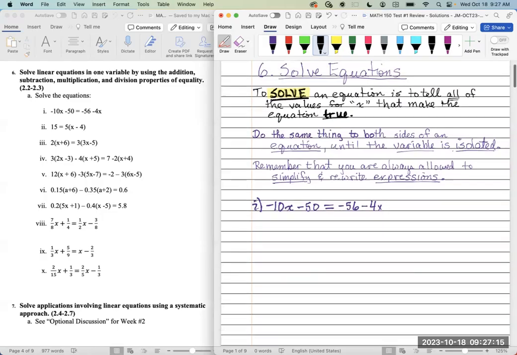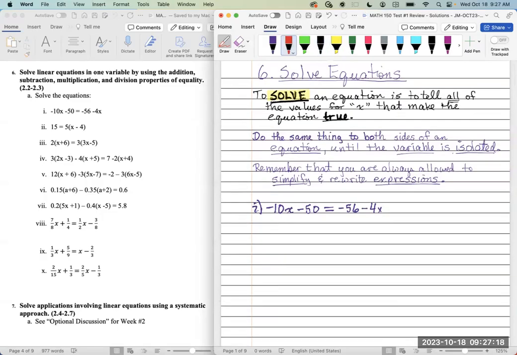Make sure that you copy the problem correctly, and then do whatever you want to both sides of the equation. I suggest keeping your equal signs lined up. Your goal is to get all of the numbers on one side and all of the variables on the other. So I'm going to choose to get all of my x terms on one side of the equation. So I'm adding 10x to both sides. Then this entire side simplifies to be 0 minus 50 or negative 50. And the right side is negative 56 plus 6x.